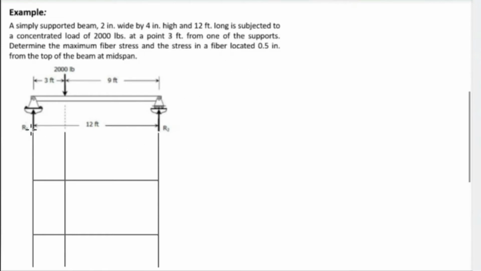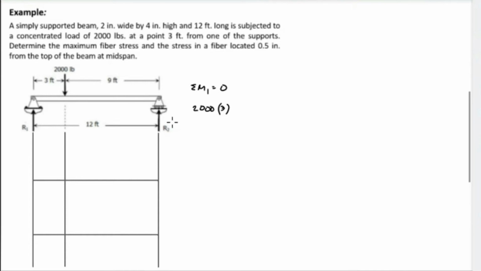So we have reaction 1 at point 1 and reaction 2 at point 2. Summation of moment at 1 is equal to 0. So we have the load of 2,000 pounds multiplied by the distance from the concentrated load to point 1, which is 3 feet, and the direction is clockwise, therefore it is a positive sign.